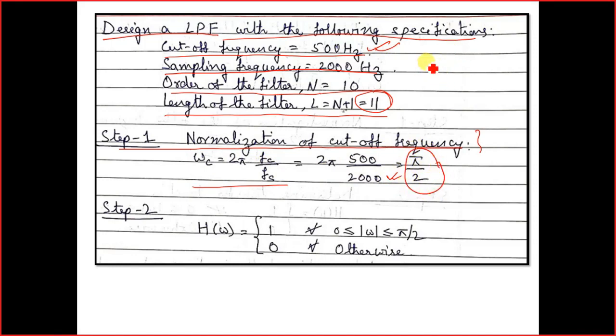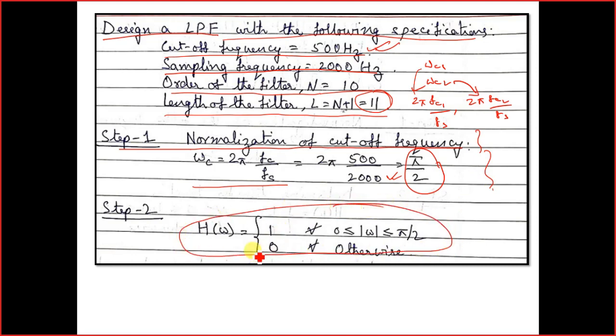Now suppose in case of a band pass filter, there will be omega c1 and omega c2. Then over there you will be having two normalizations. So it will be 2 pi fc1 by fs, and the second one will be 2 pi fc2 by fs. So you will be getting two frequencies, and you have to use those frequencies for the further study. Now once you have done this, the rest of the procedure remains the same.